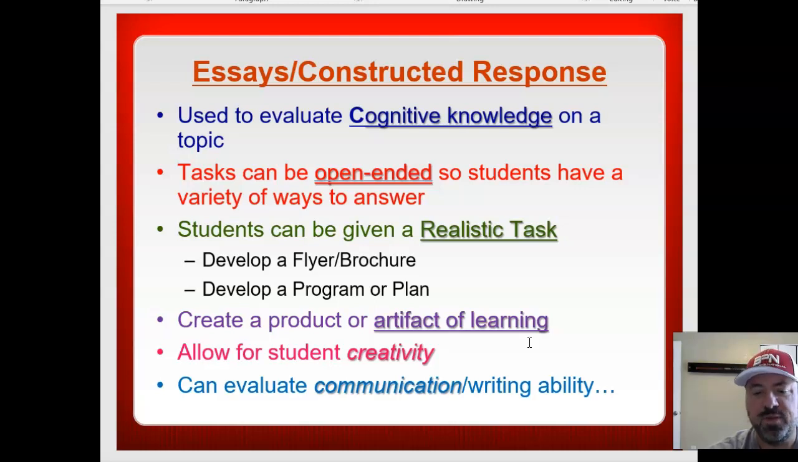An essay or constructed response may allow for some creativity. They allow students to be a little bit creative or explain the way they think things happen. And then you can also use them a little bit to evaluate communication or writing ability. When you're in college, you're going to ask for college level writing or college level discussion. At the different levels, you can provide exactly what you're looking for in your communication or writing. You might say it's okay to use bullet points, or you might say use college level writing to provide 3 paragraphs.